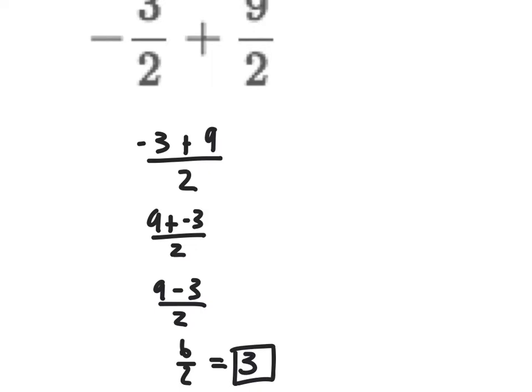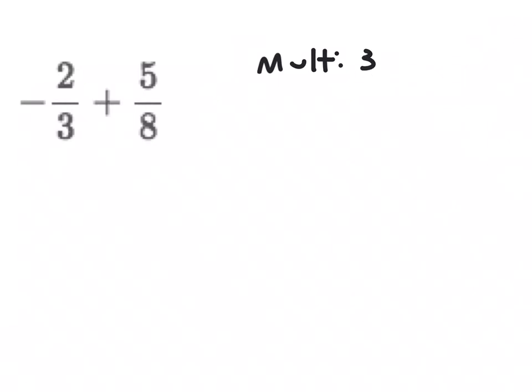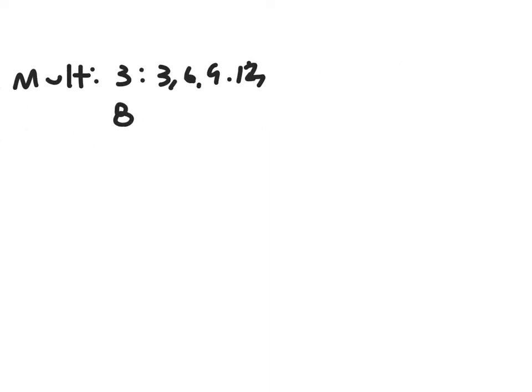And that's it. Okay, let's move on to the next one, because the next one doesn't have a common denominator. So let's think of the multiples of 3 and 8. Let me move it over here to the right side. Multiples of 3 and then 8. So 3 is going to give us 3, 6, 9, 12, 15, 18, 21, and then 24.